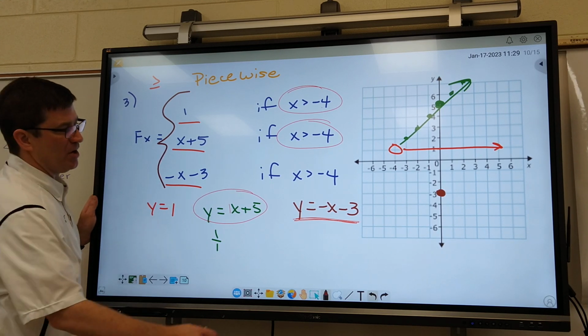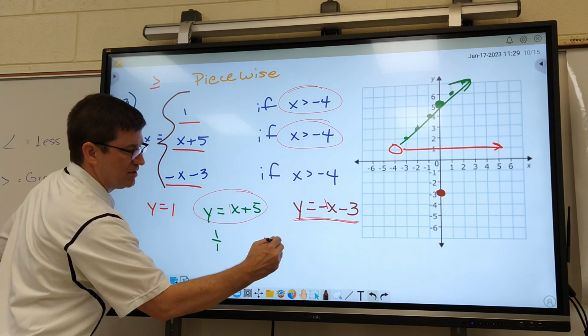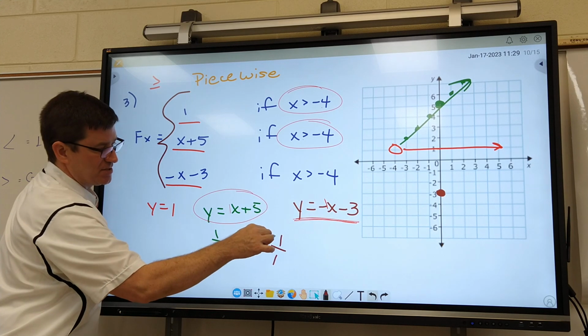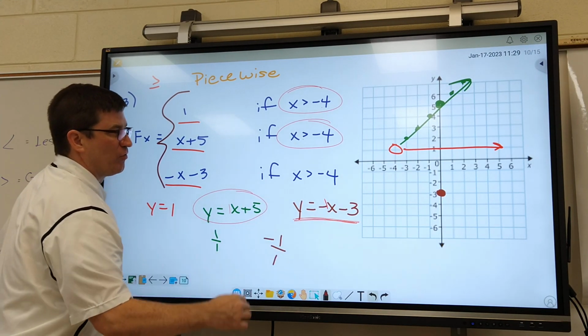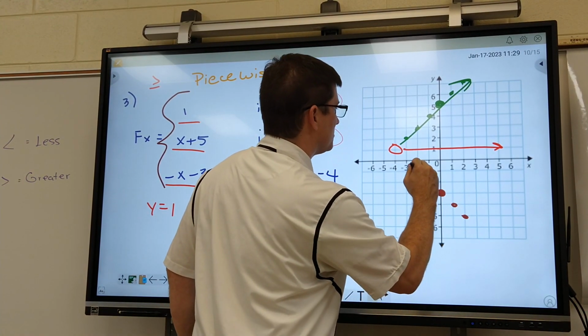All right, this time what number is understood to be in front of x? That's a -1, right? So let's look at it. We don't go up 1 over 1. Since it's -1, I go down 1, but I still go forward 1. So down 1 over 1. So now my points will be lined up like this.